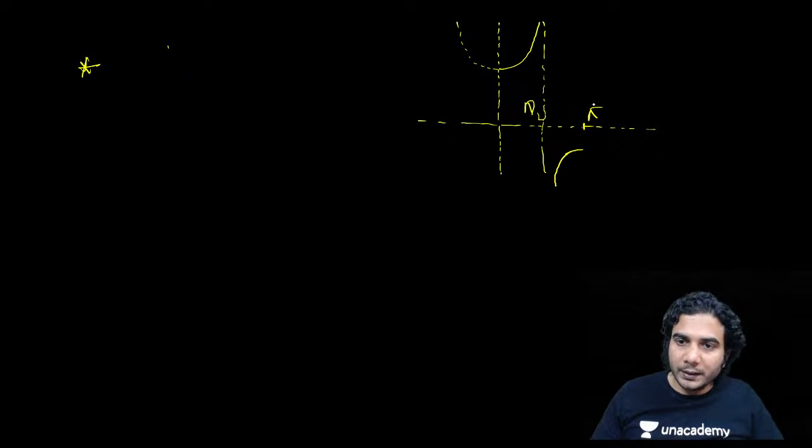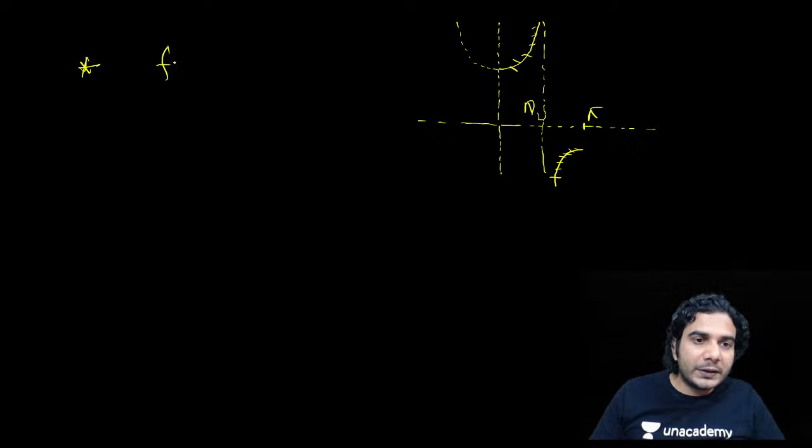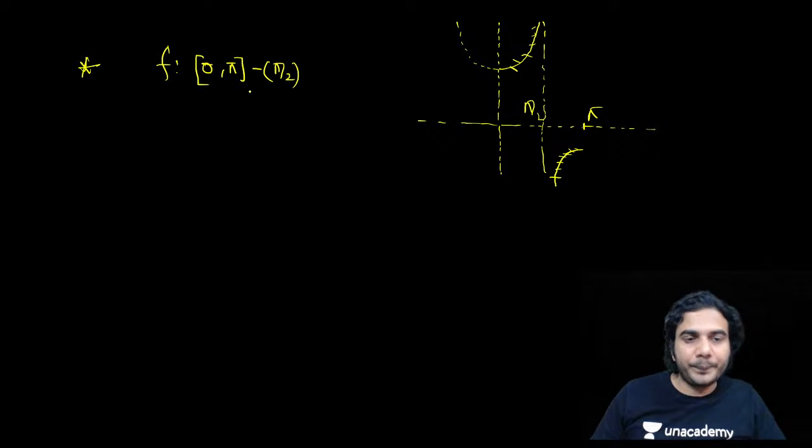This is up to pi. So in 0 to pi, you can see this part as well as this part is invertible, because this is not repeating the value. So in this, you take f from 0 to pi, but which point is excluded? One point is excluded, and that point is pi by 2. So you need to exclude that point. From this domain, the range is going to be minus infinity to minus 1 and union 1 to infinity.